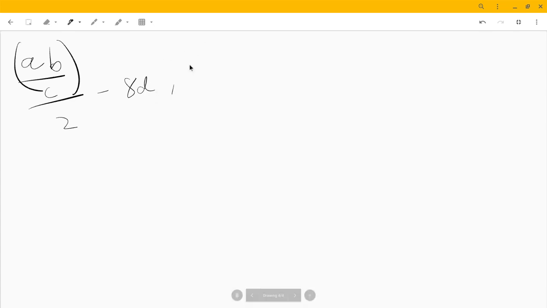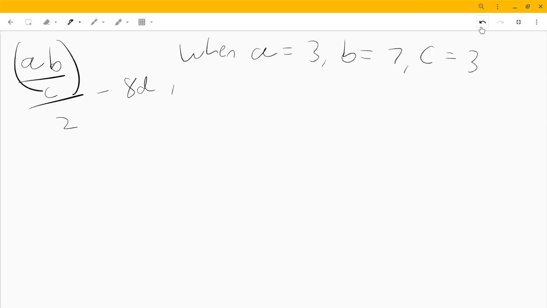Okay, and we want to evaluate that when A is equal to 3, B is equal to 7, C is equal to, hmm, 3. Let's do 3, make it interesting. Let's not, let's just do 8. Okay, and then D is equal to, what do we want D to equal? Let's do 2.